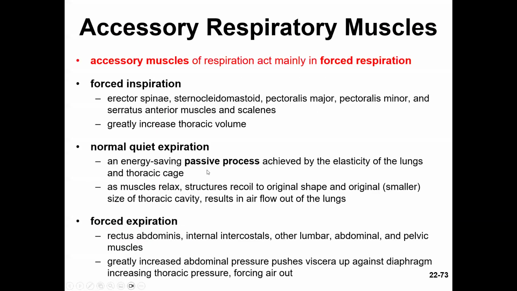So in terms of the accessory muscles of respiration, they're important for forced expiration. There's a lot of them. That's why I didn't highlight all of these. You have the erector spinae, sternocleidomastoid, pec minor, serratus, all increases thoracic volume. Normal quiet expiration is achieved by elasticity of the lungs and recoil. Forced expiration uses rectus abdominis and internal intercostals, all increasing abdominal pressure, increasing that movement of air out.